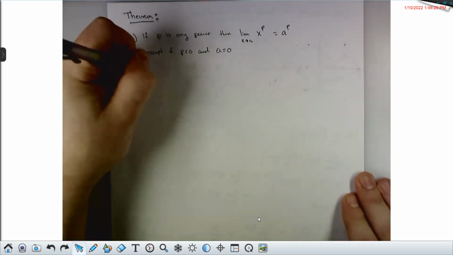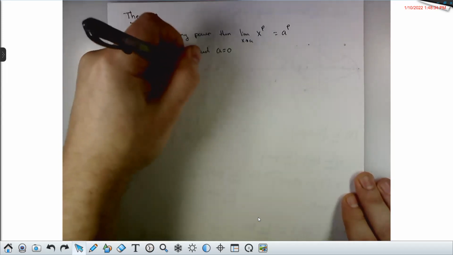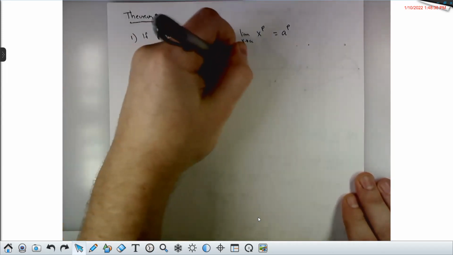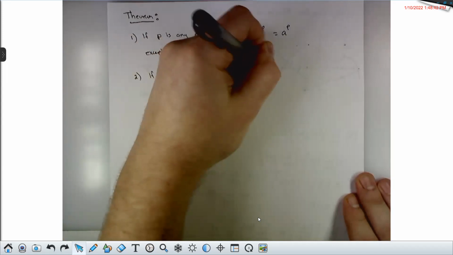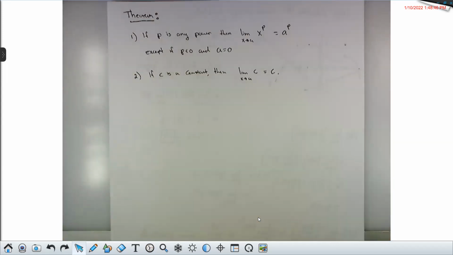The other rule is that if c is a constant, then the limit as x approaches a of c will always just be c. And there's no addenda here. This is just true, full stop.